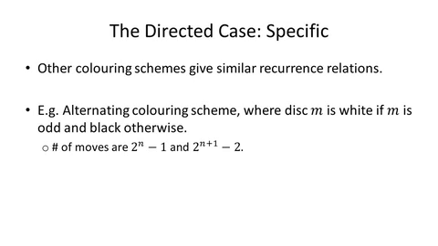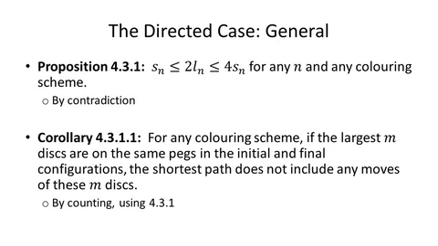For example, an alternating coloring scheme shows a particular result, since the number of moves required is 2 to the power n minus 1, which is the same as the base case, which shows that in the base case, the odd numbered disks in fact move clockwise, and the even numbered move anti-clockwise, or vice versa. So some of the other results needed for the conclusion are that S_n will always be less than twice L_n, and L_n is always less than twice S_n.